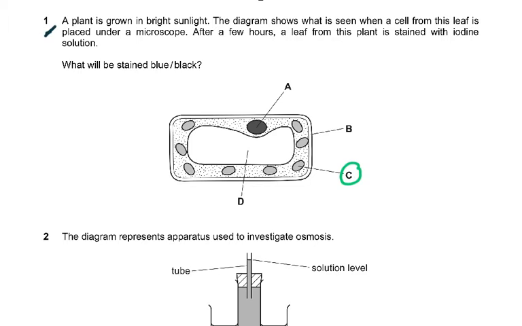Question 1. A plant is grown in bright sunlight. The diagram shows what is seen when a cell from the leaf is placed under a microscope. After a few hours, a leaf from this plant is stained with iodine solution. What will be stained blue-black? Now we know it's the chloroplast where photosynthesis is going to take place and glucose is going to be made, and that is going to be converted to starch.